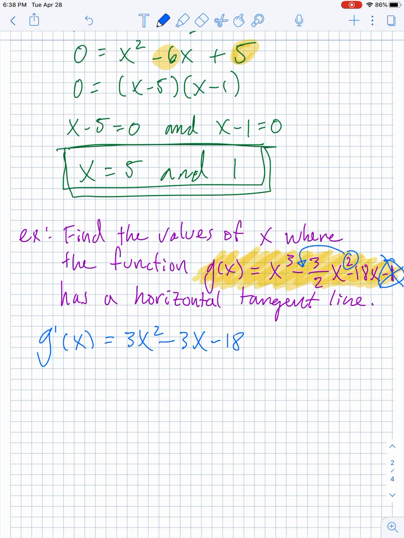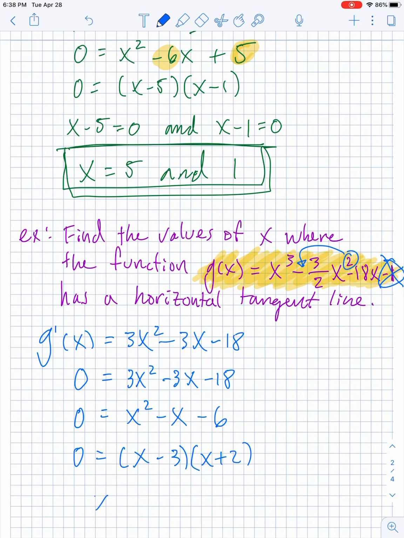Now, horizontal tangents have a slope of 0, so set the slope machine equal to 0 to figure out where the horizontal tangents happen. And then solve this like you would algebra 2 style. Everything's divisible by 3, so 0 equals x squared minus x minus 6. Two numbers that multiply to negative 6 and add to negative 1 are negative 3 and positive 2. Set them both equal to 0, and our answers are 3, negative 2. And then we're all Gucci.